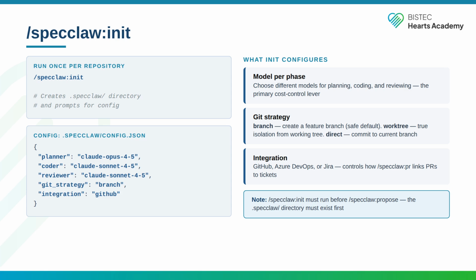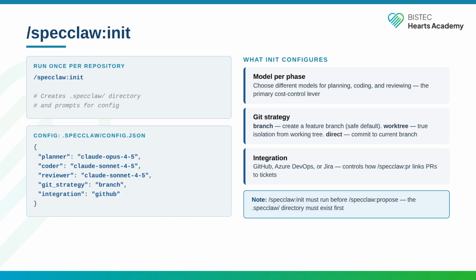The second choice is Git strategy. The default is branch. SpecClaw creates a feature branch and works there. Worktree gives true isolation from your working tree. Direct commits to the current branch without branching. The third choice is integration. GitHub, Azure DevOps, or Jira. This controls how /SpecClaw pr links pull requests back to tickets.